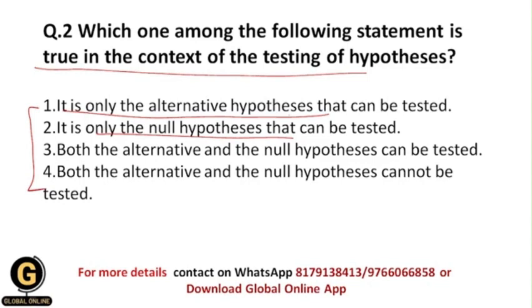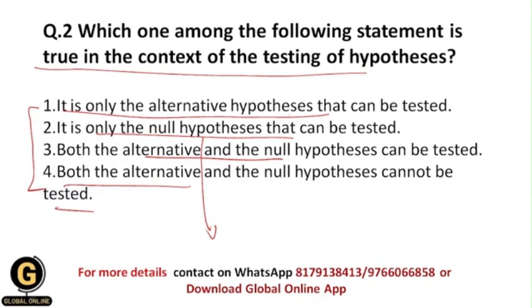Both the alternative and the null hypothesis can be tested. Both the alternative and the null hypothesis cannot be tested. So basically students, this thing is really most important. Whenever you test the hypothesis, in that section you only test the null hypothesis, okay? Because the meaning of null hypothesis is that we state that there is no relationship between the variables under study, and that's why we test only the null hypothesis.